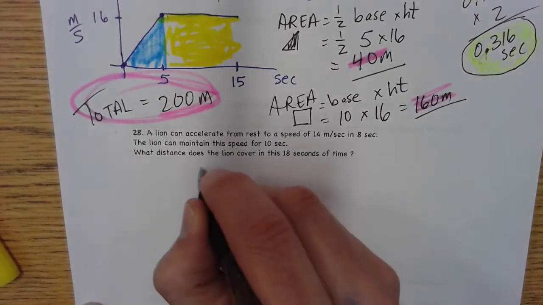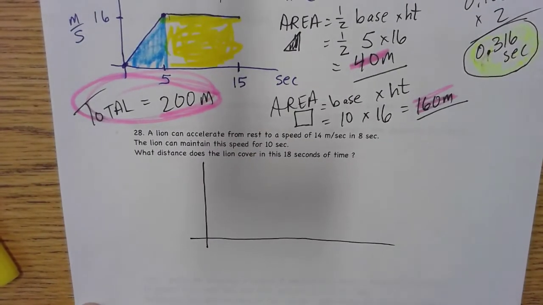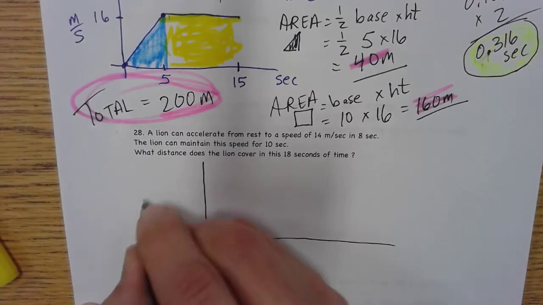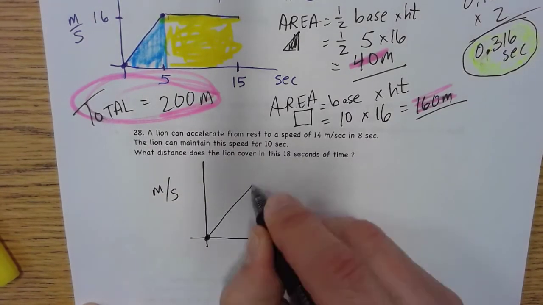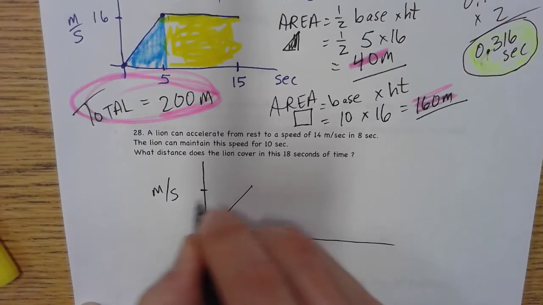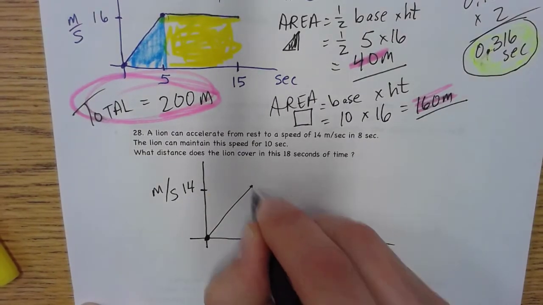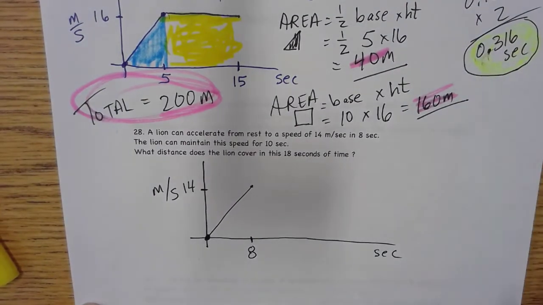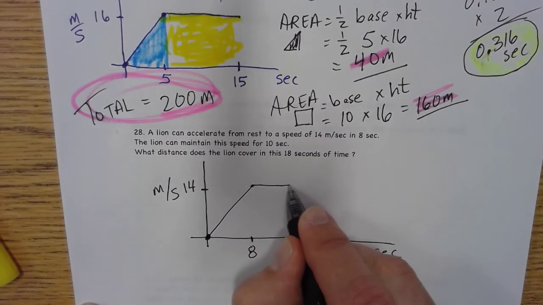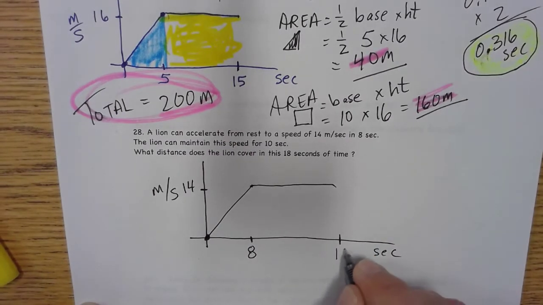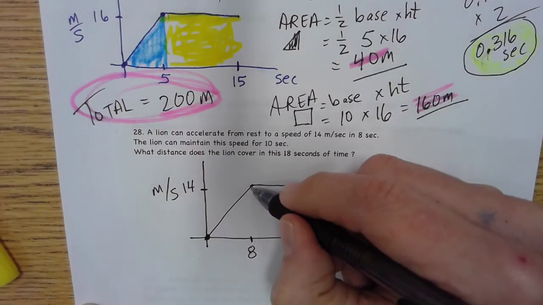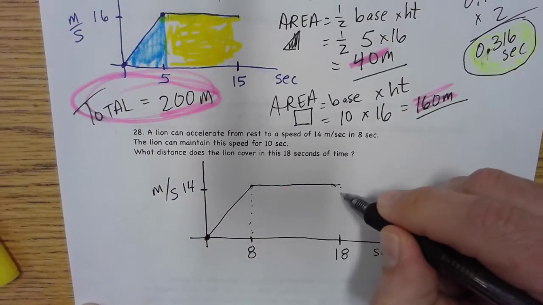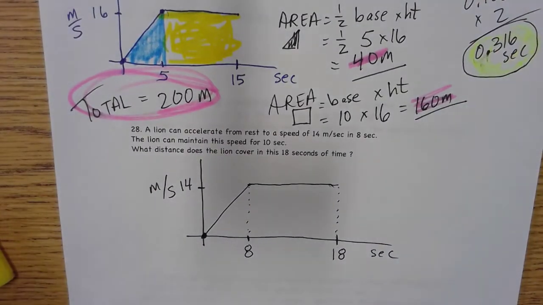Okay, same kind of deal. I like to set up the graph. I'm going to start from rest. I get up to a speed of 14. It took me 8 seconds to do that. I'm going to hold it for 10 more, which gives me a total of 18 seconds. So look at that, that same kind of pattern. You can see our triangle. You can see our rectangle. You can see where we'll get our areas.